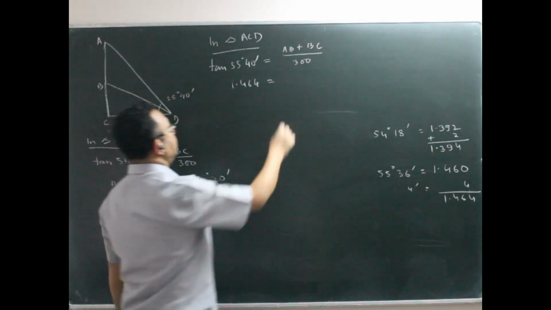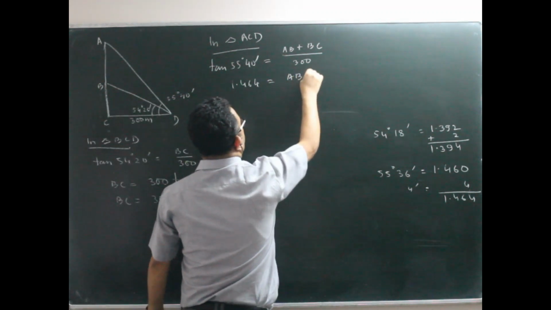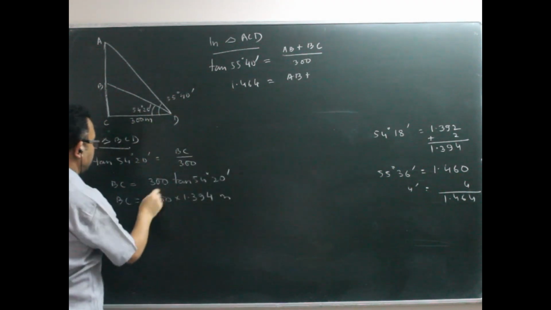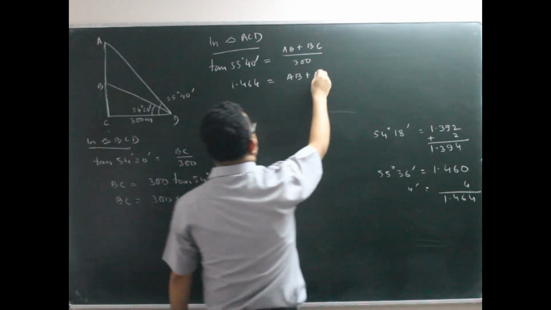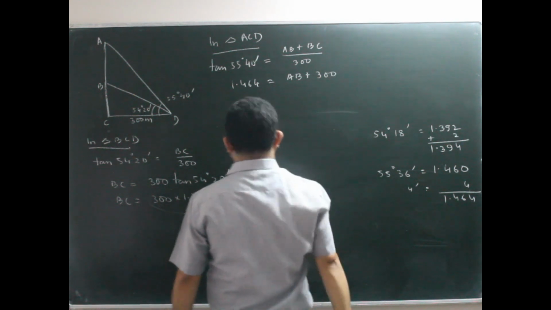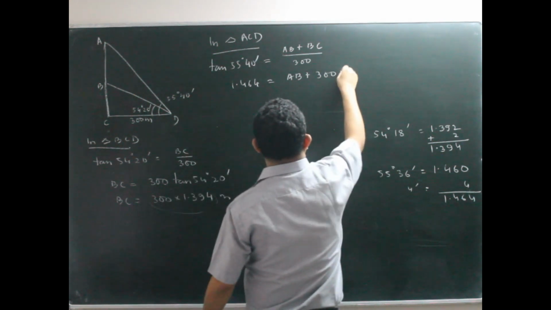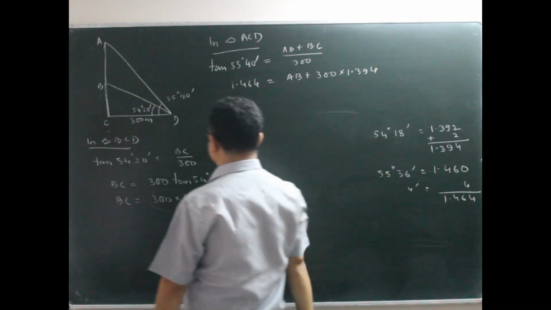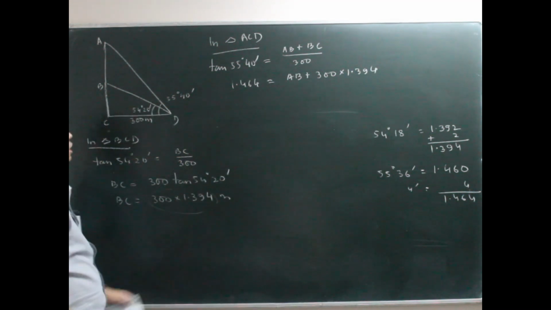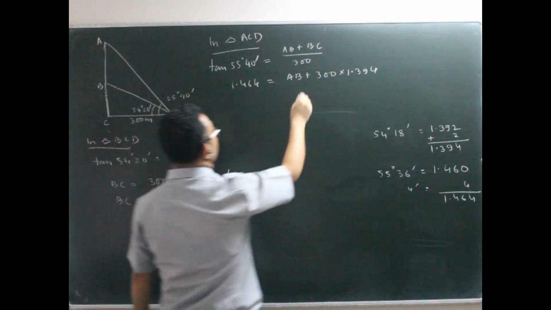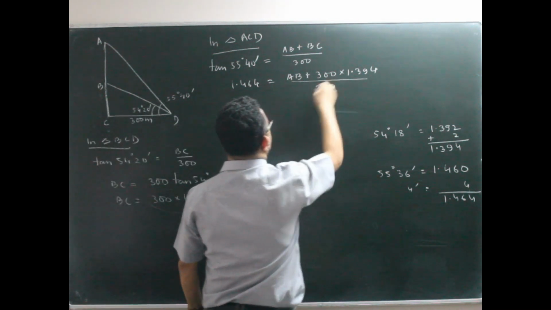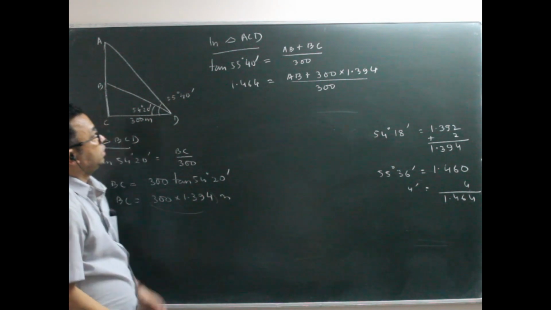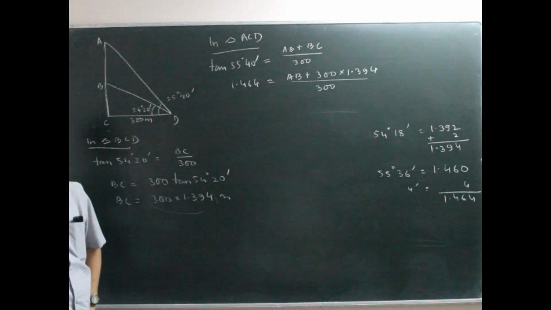Now I don't know how much AB is. AB is what I am looking for, plus BC. Yes, BC value is here, which is 300 into 1.394. So BC value is 300 into 1.394, and on the lower side you have 300. Okay, now this is what you need to simplify and find the value.